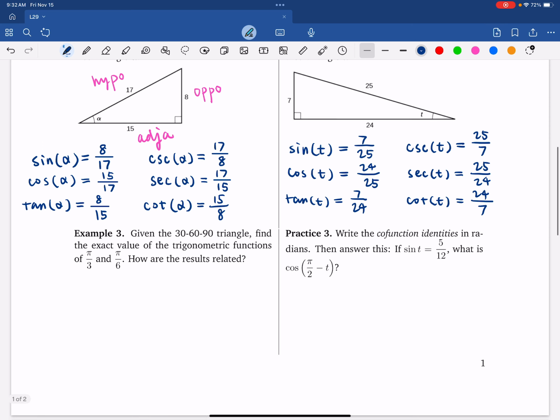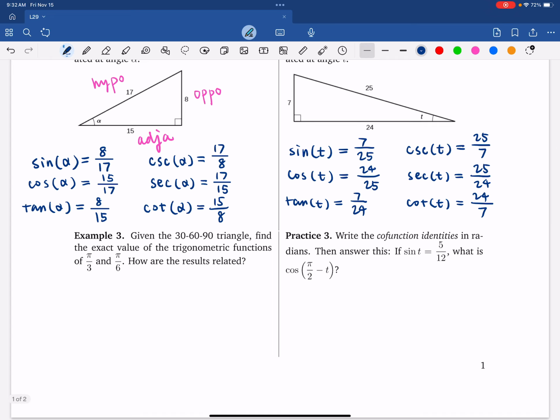Moving on to example 3. Given the 30, 60, 90 triangle, find the exact value of the trigonometric functions of pi over 3 and pi over 6. Also, how are the results related? So this one includes a few things that we will discuss. The first thing is angles. In the previous handout, we discussed the conversion between the 2 kinds of angles, right? You have the degrees and you also have the radians.